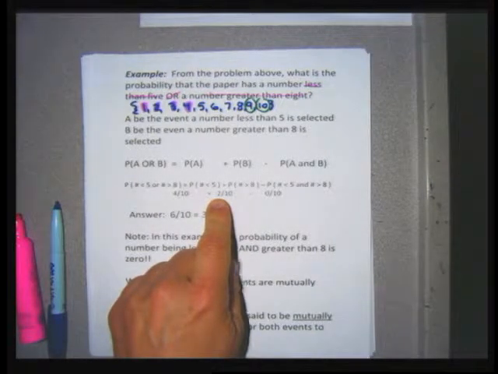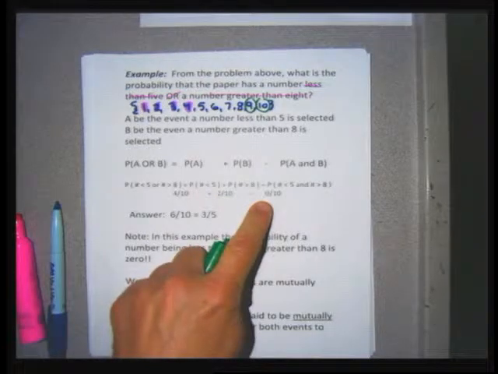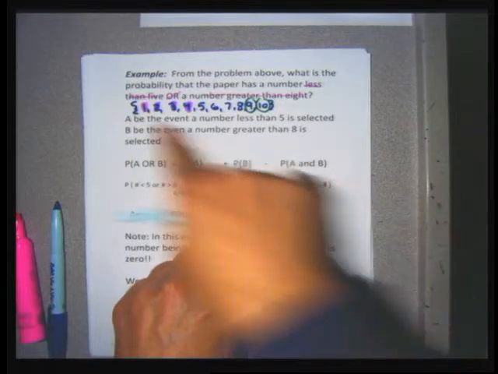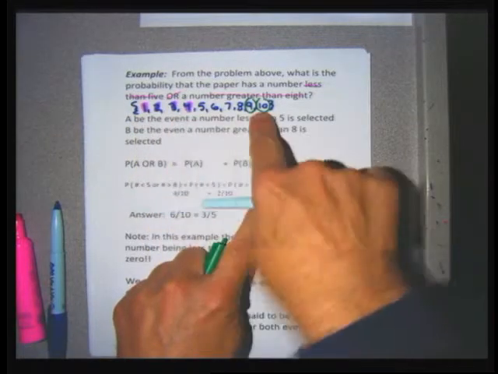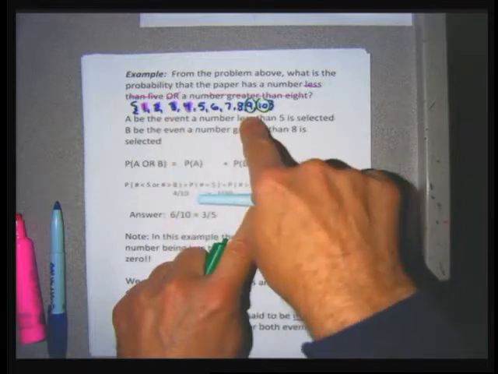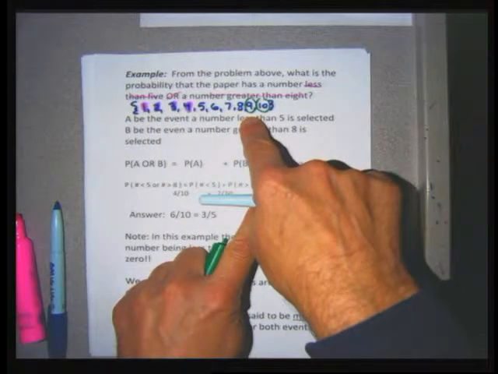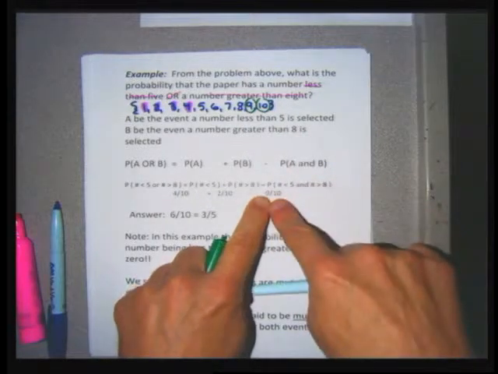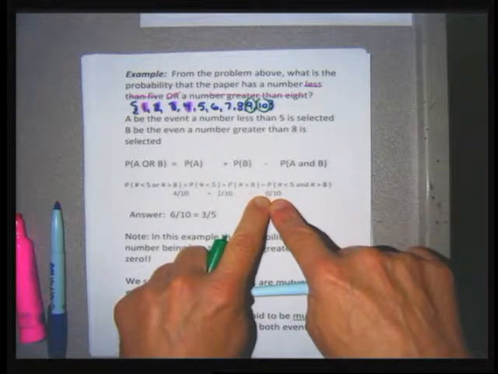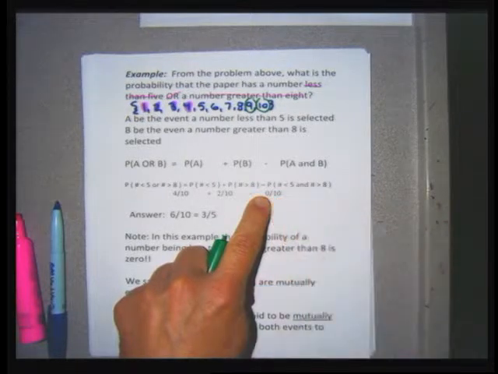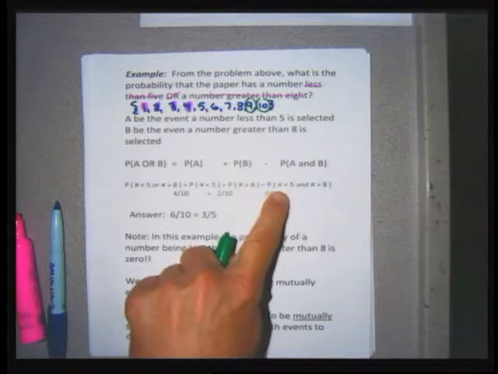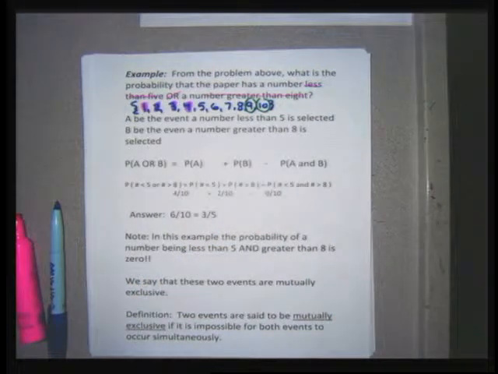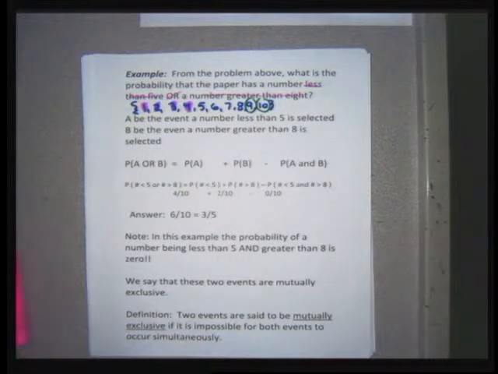And lastly, I need to find the overlap, the probability of getting a number that's both less than 5 and greater than 8. Well, the way I constructed the A and the B numbers, there aren't any overlap. There isn't any number that's both less than 5 and greater than 8. So there aren't any numbers to count for the probability of A and B. So the probability of that happening is 0 in 10, because there isn't any number that is simultaneously less than 5 and greater than 8. It's impossible to get one number and have it both be less than 5 and greater than 8.